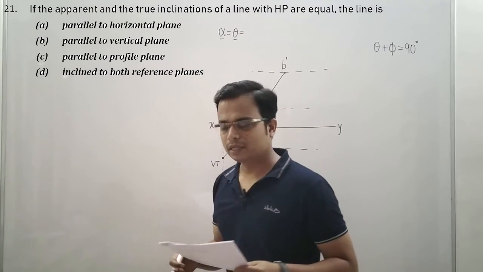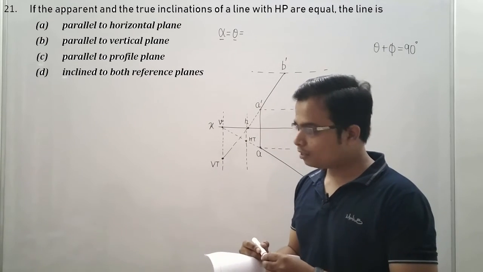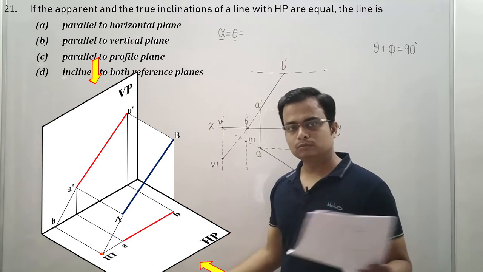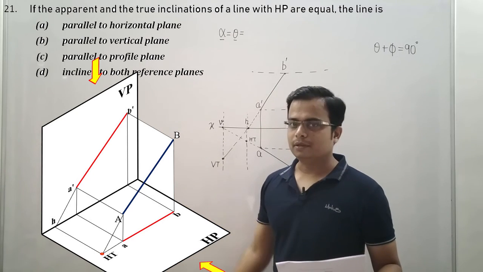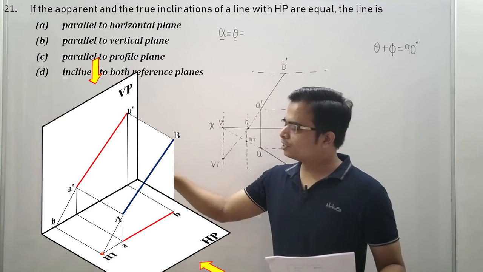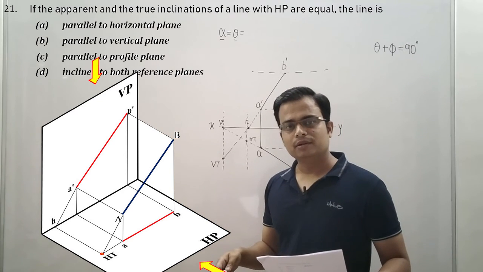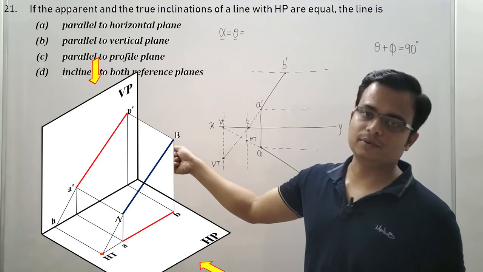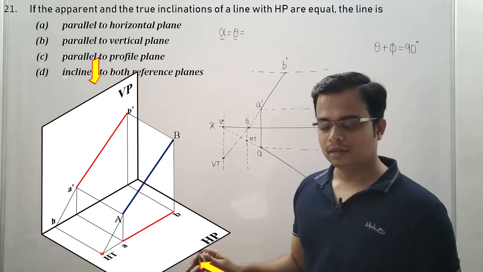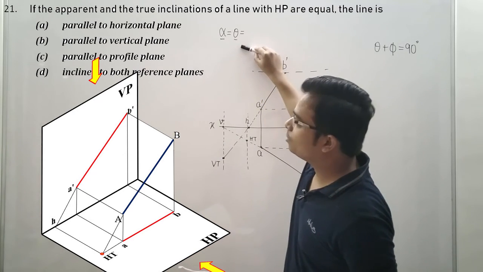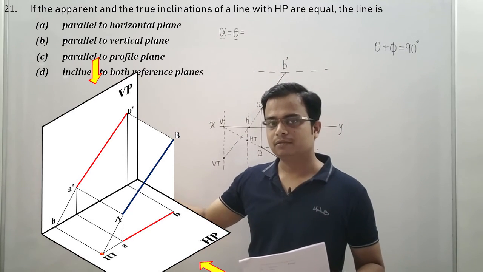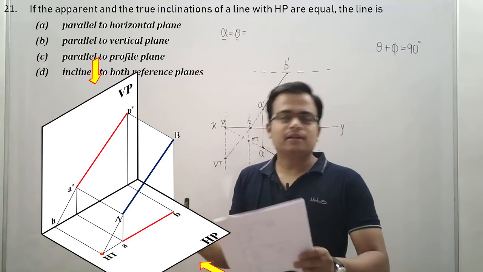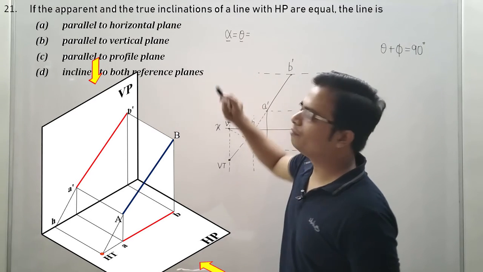Then the line is, this is also a very simple case. Take a look at this animation. You can clearly see that the line is inclined to HP, fine, and the line is parallel to the VP. So this inclination will be clearly seen in the front view. That is angle theta and that is also angle phi. Both of them are visible in one single view, theta as well as phi. So this is the only case. Whenever such a scenario happens, you will say that the line is inclined to HP and it is parallel to VP. Had this line been slightly inclined to VP, then both of them would have been different.